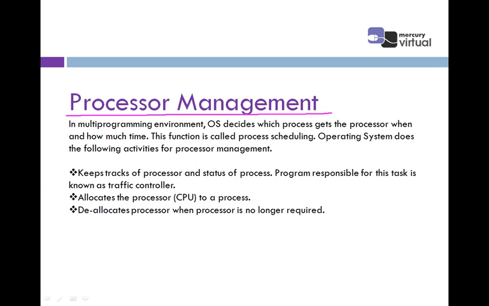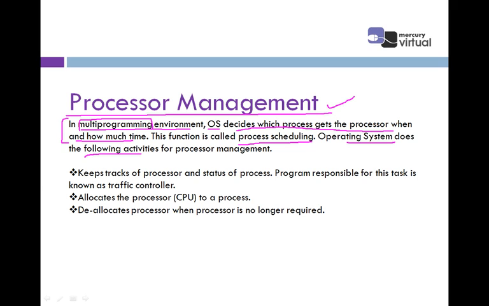The second function is processor management. In a multi-programming environment, as I told you, multi-programming means more than one program is executed at the same time. The OS, that is the operating system, decides which process gets the processor, when and how much time. There are different processes and every process needs the processor. So it is the responsibility of processor management to decide which process gets the processor at what time and how much time is required for that process for using the processor. Clear? This is also known as process scheduling, that comes under processor management. So these two lines are the most important lines in processor management.